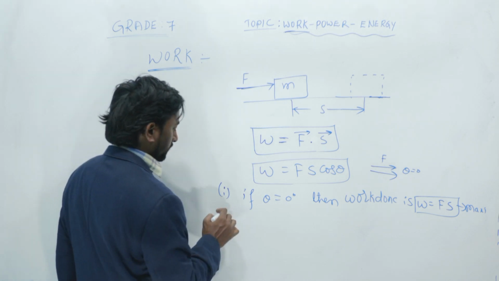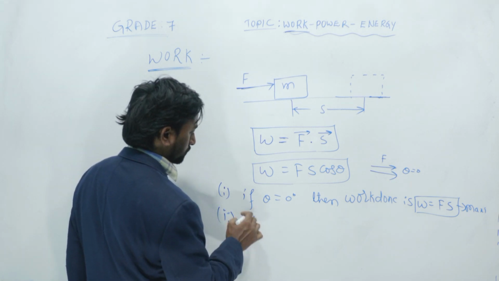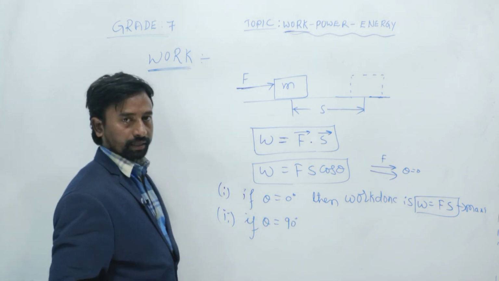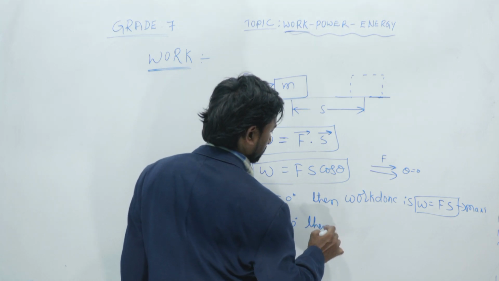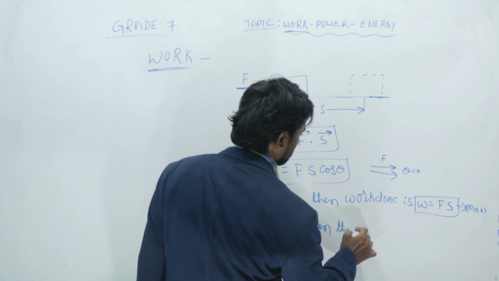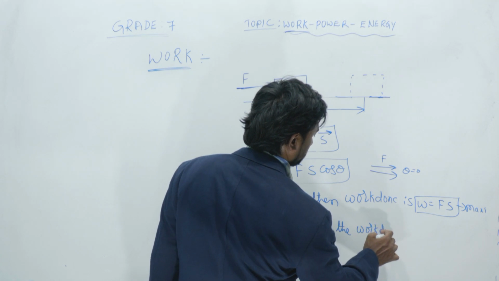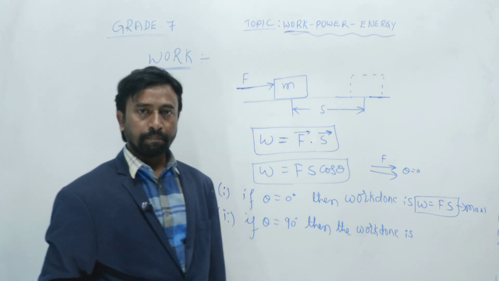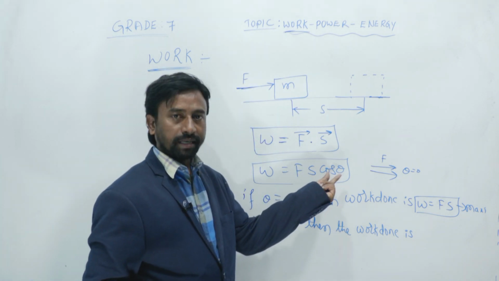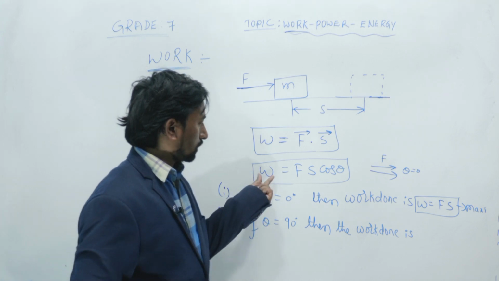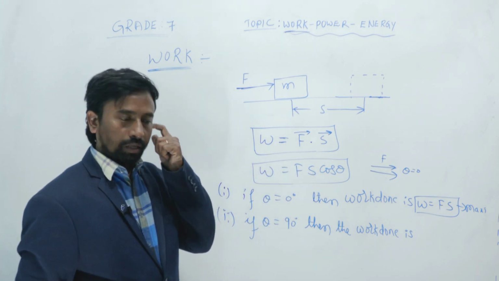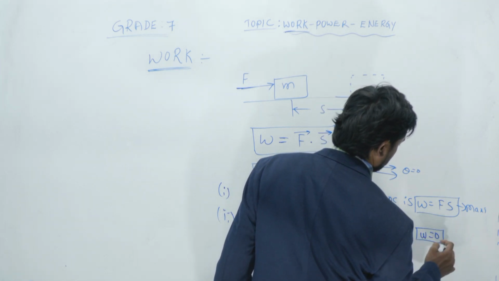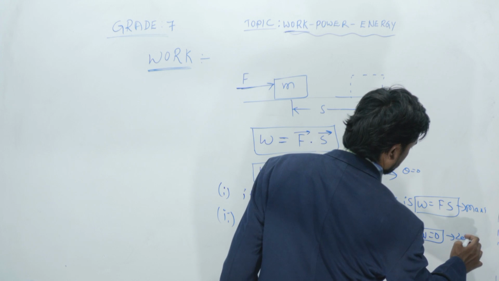Okay. So now if theta is equal to 90 degrees, then the work done will be 0. Why is it 0 there? So W is equal to Fs cos 90, the value of cos 90 is 0. So 0 into something will give 0 only. So here the work done W will be equal to 0. This is zero work done.